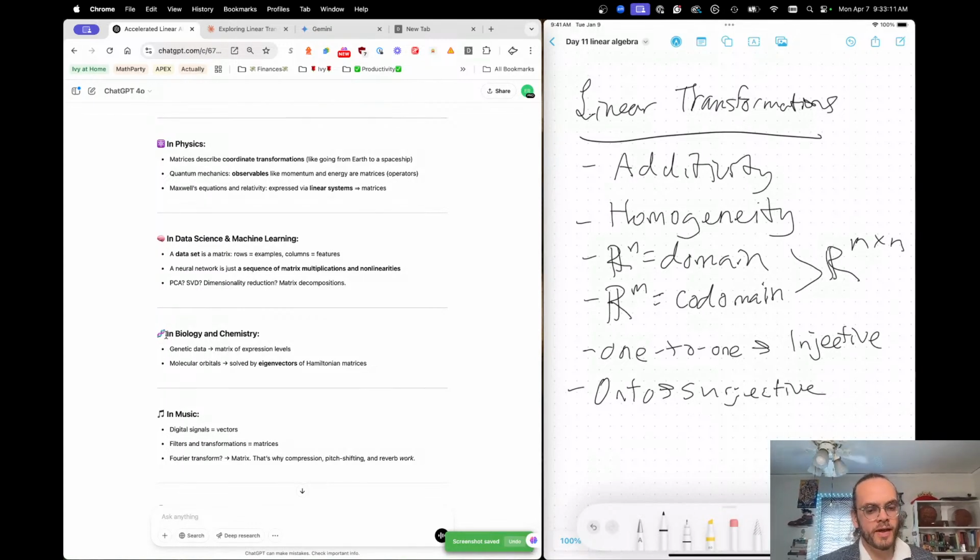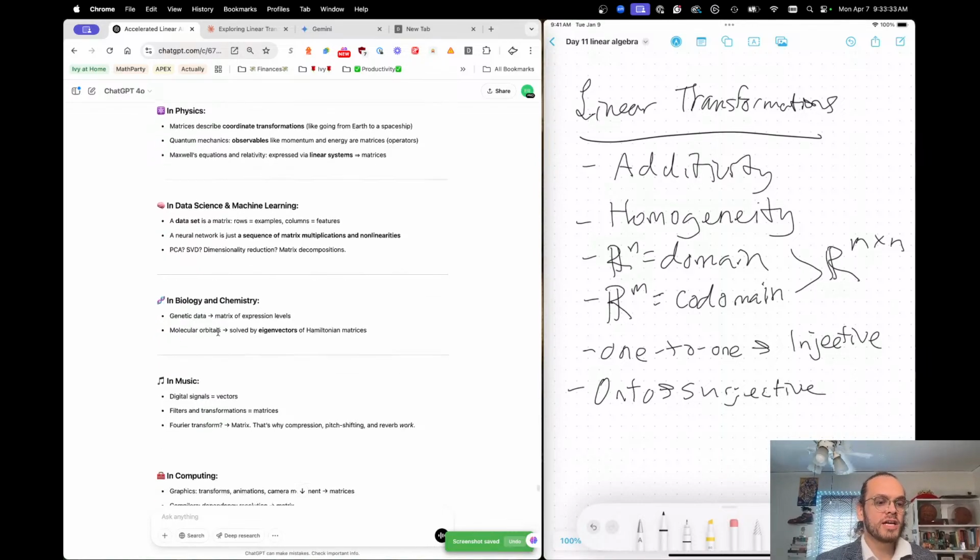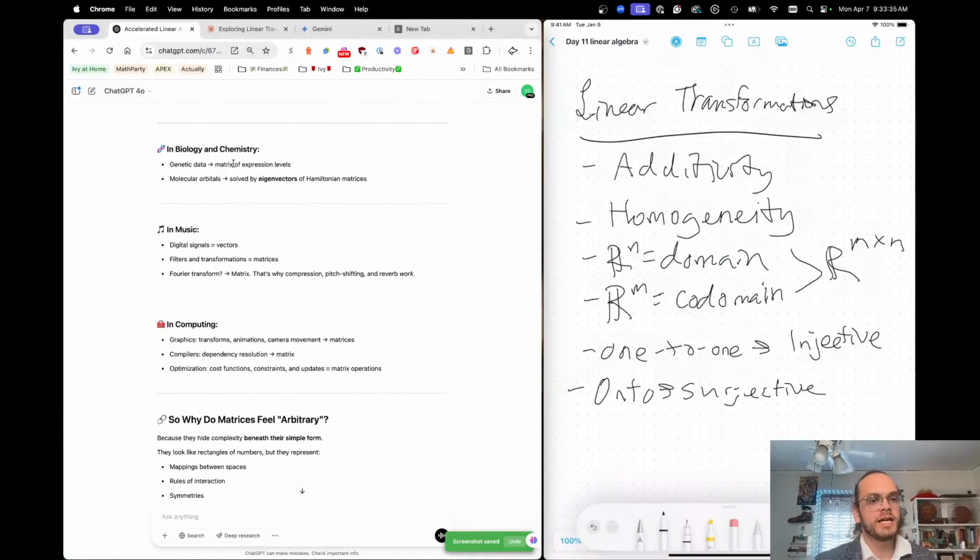I think every math teacher should, at some point in a math class, ask this sort of question, whether it's algebra, calculus, whatever you're learning. This is kind of neat. I'm seeing, okay, this isn't unimportant. This is a fundamental language of the universe right here, which math should ideally be taught as. So in biology and chemistry, genetic data is a matrix of expression levels of genes.